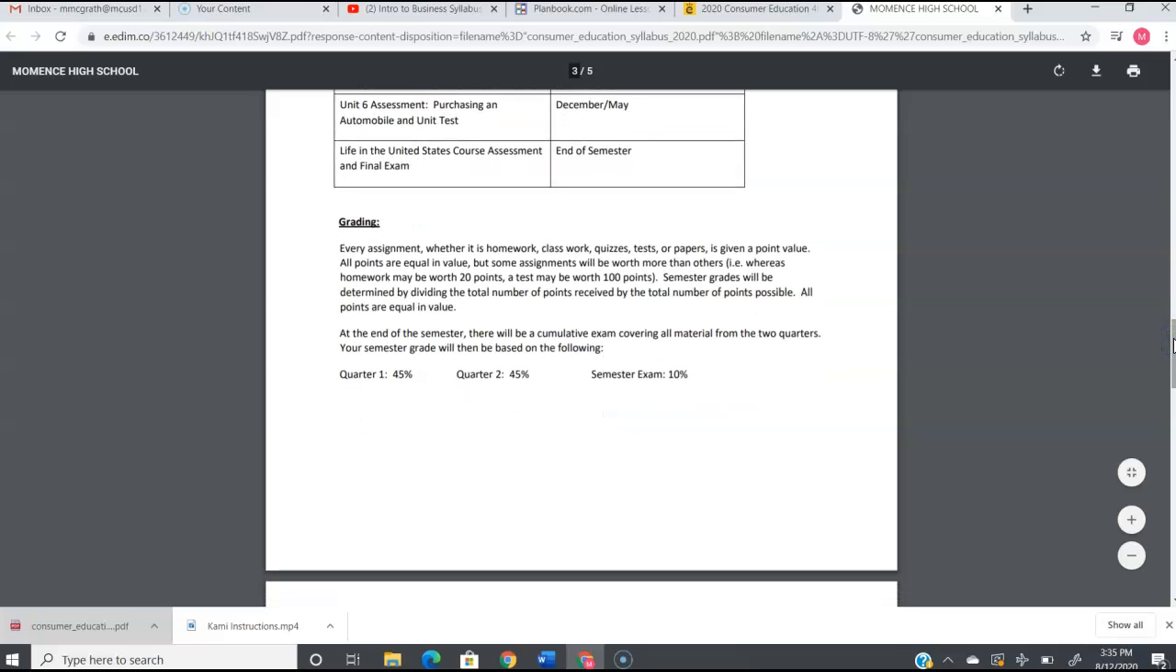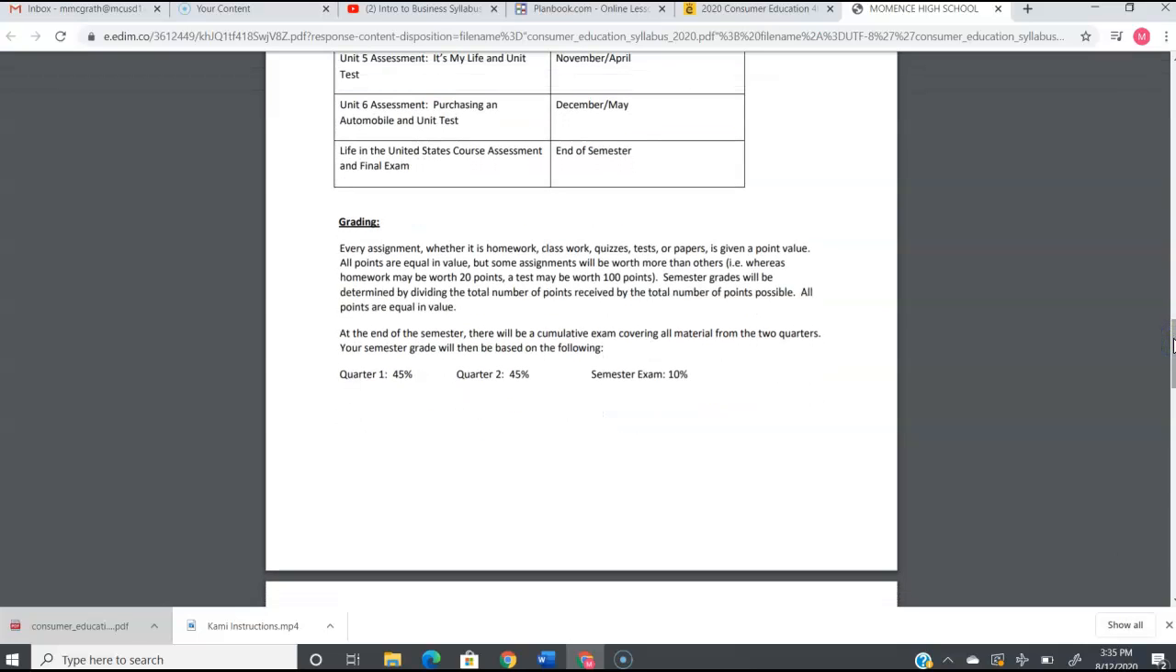Grading. Every assignment is going to be worth a point. It's going to be given a point value, so all points are equal in value, but some assignments are going to be worth more than others. So for example, one assignment might be worth 20 points, but maybe the assessment is worth 100 points.